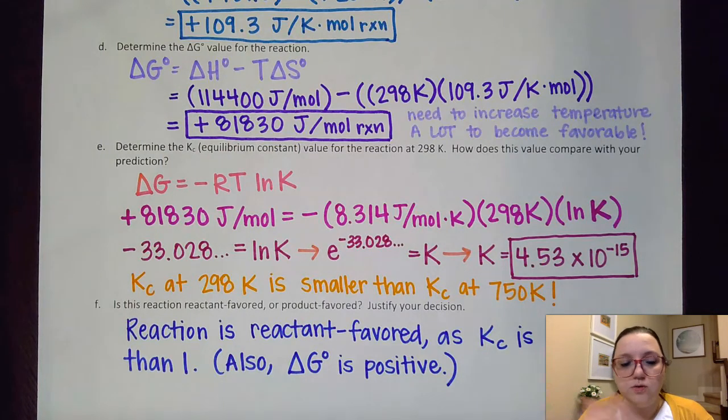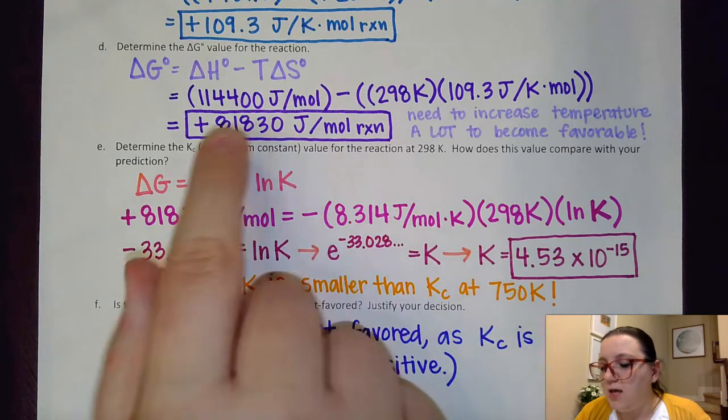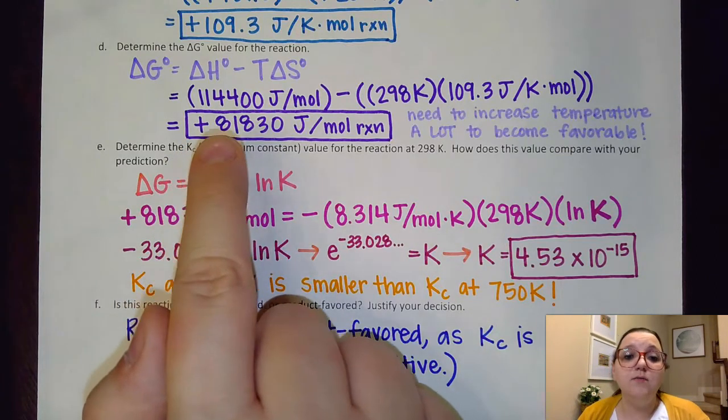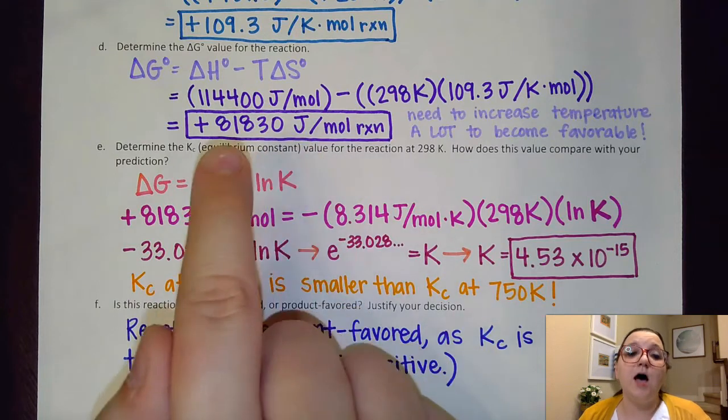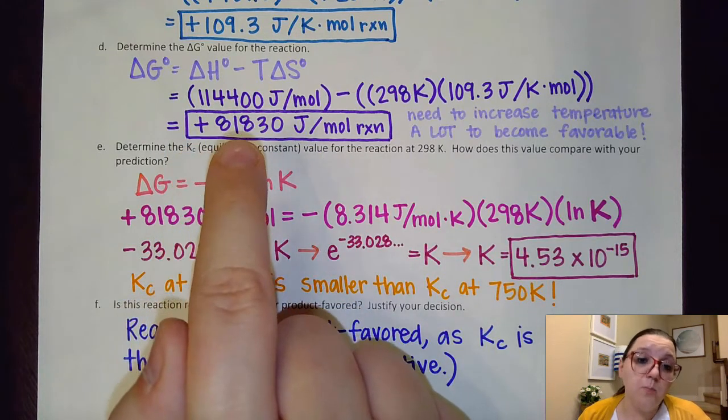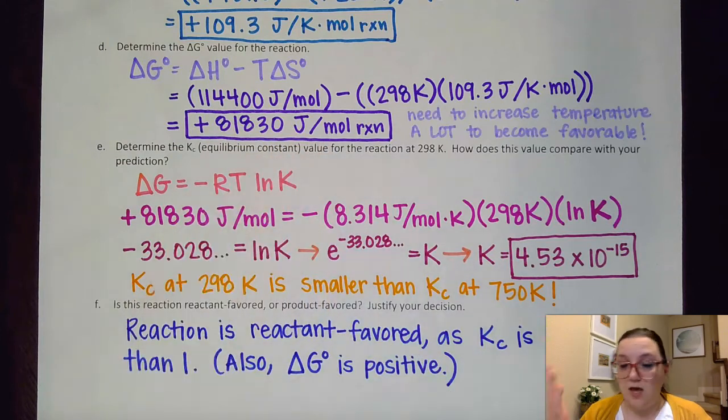If you did it in kilojoules, that's fine. But in any case, I came up with a positive 81,830 joules. If you did this in kilojoules, you would have gotten a positive 81.83 kilojoules. Again, either answer would have been appropriate as long as you showed a unit with your answer.